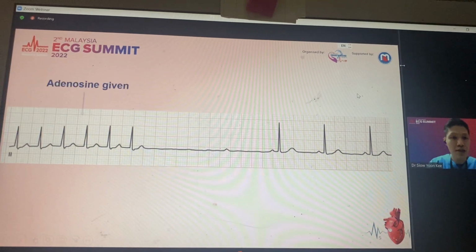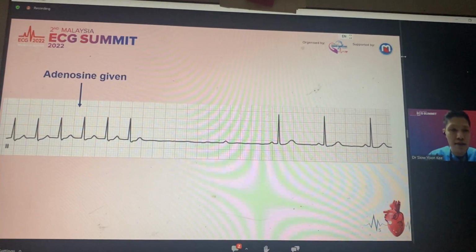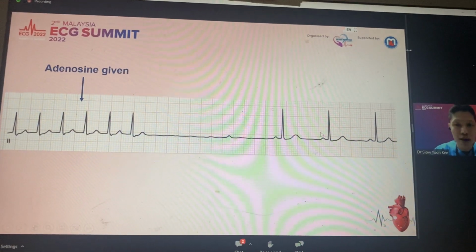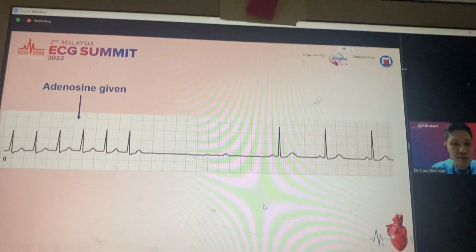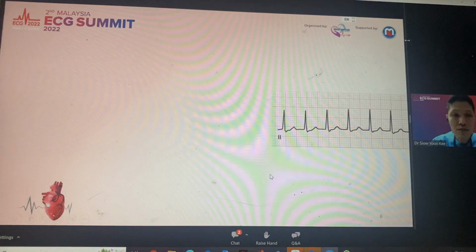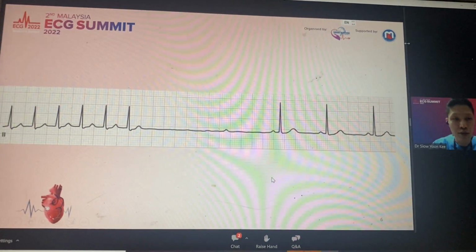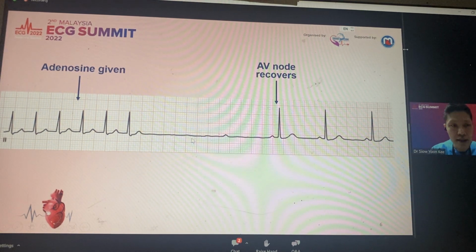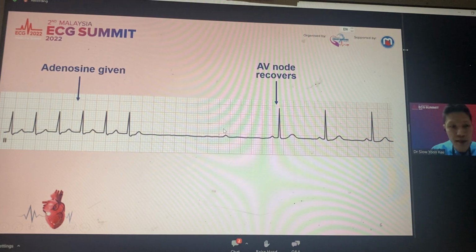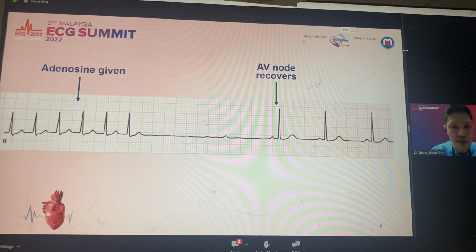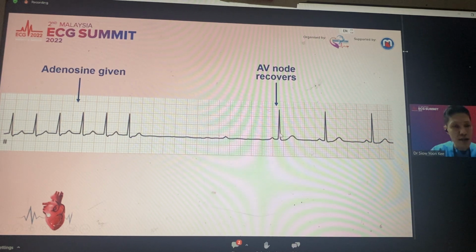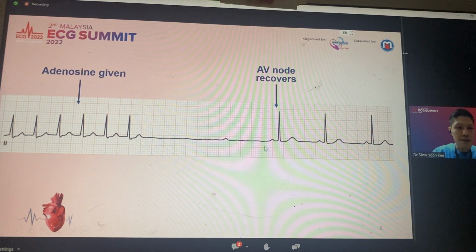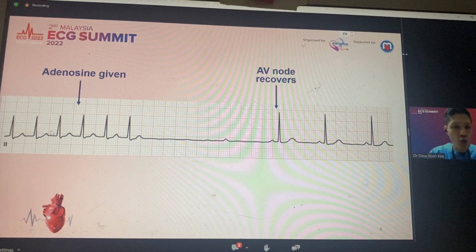Okay, all right. So we give IV adenosine, and you see quite a scary pause here, and then it resumes again to sinus. So what is your diagnosis? We run one more time. You give IV adenosine here. What happened here is you see a flat line, and then there's one P wave here. It's actually the SA node. It recovers, because the adenosine blocks the AV node, and eventually the AV node recovers and then resumes back to normal sinus rhythm.